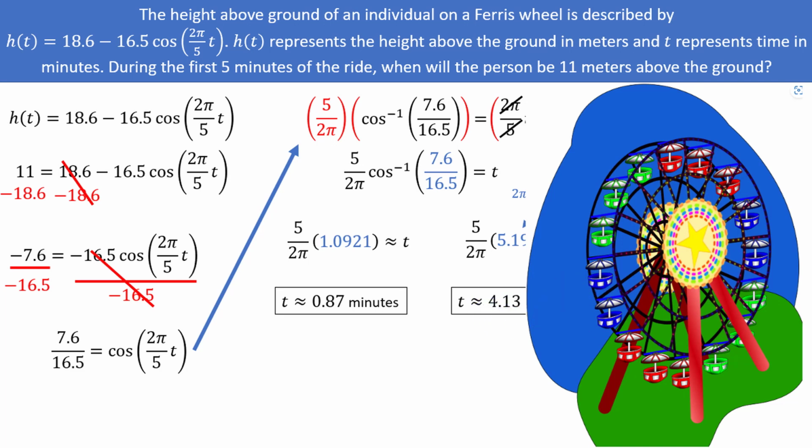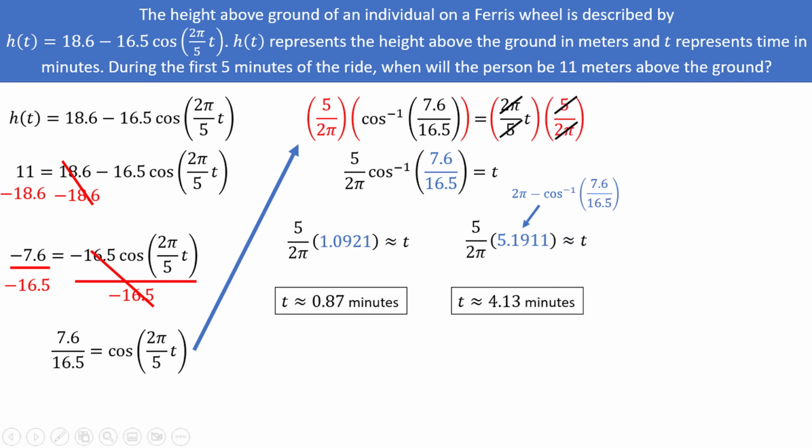Now there would be another time when we're going back up the Ferris wheel where we would be 11 meters above the ground. But based on the numbers that we have here, it's unclear if that will be in the first 5 minutes of the ride. Let's find out. If we took 1.0921 radians and we added 2 pi, we would have an angle that is coterminal with 1.0921 radians. This would be the next time when we would reach 11 meters going up the Ferris wheel. So let's plug that into our calculator and see what we get.